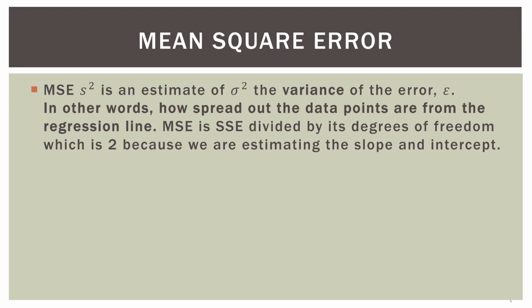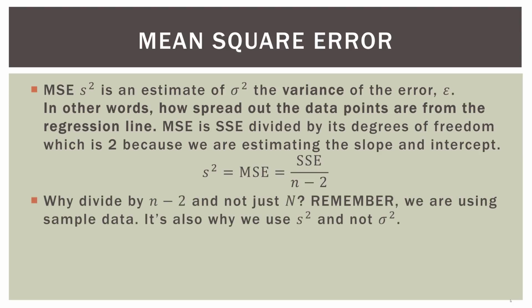So MSE, the mean square error, is just the sum of squares of error divided by its degrees of freedom, which in this case is 2 because we are estimating the slope and the intercept. So in simple linear regression, the degrees of freedom are always 2. In multiple regression, it might be different, but in this case, it's just 2. So MSE, or S squared, is equal to SSE divided by n minus 2, the degrees of freedom. Again, we divide by n minus 2 and not just n. Remember, we're using sample data, not population data. So that's why we use the different notations.